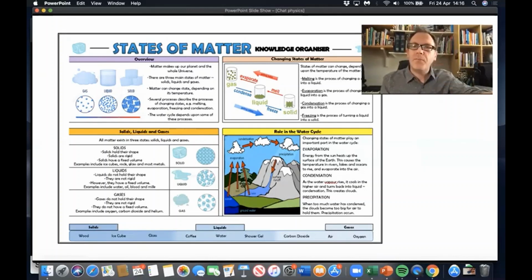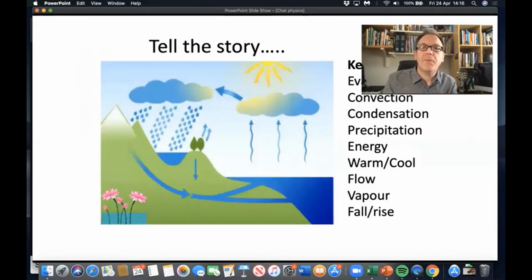And this is the prompt and the reminder. I keep saying that because it's so important to get that right. And then we can explain things like this. We can explain things like the water cycle, which is another real world application of the change of state, and using the terms that we have learned from the change of state to explain another thing, making connections with another area of the curriculum.